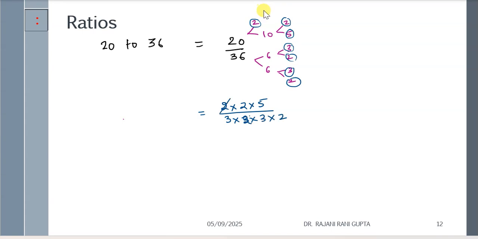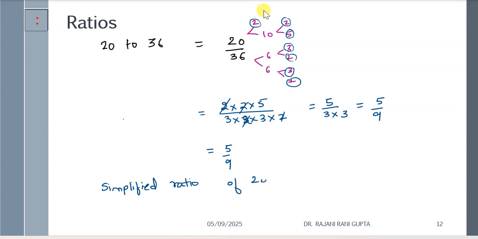So what you can cancel? 2's. So you have 5 over 3 times 3. So 5 over 9. So the fraction is 5 over 9. Or you can say that if they ask you to simplify, the simplified ratio of 20 to 36 is 5 ratio 9. Or you can write it as 5 over 9.